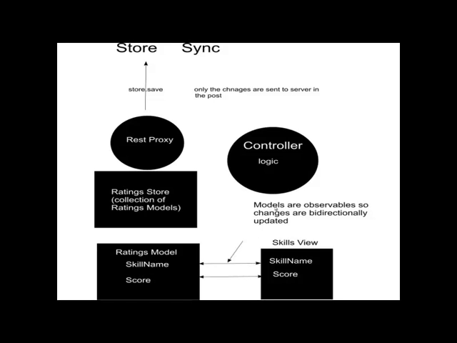And because the models are observables, the changes are bidirectionally updated. So if we update in the view, we'll also update the bound value in the model. And then when it comes time to save back to our server, the changes are just sent to my server method.